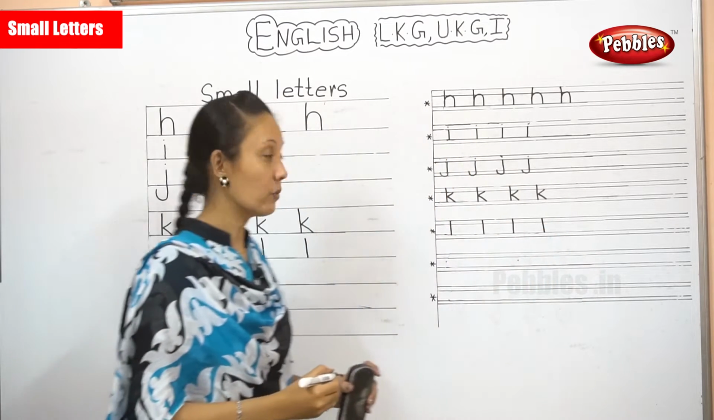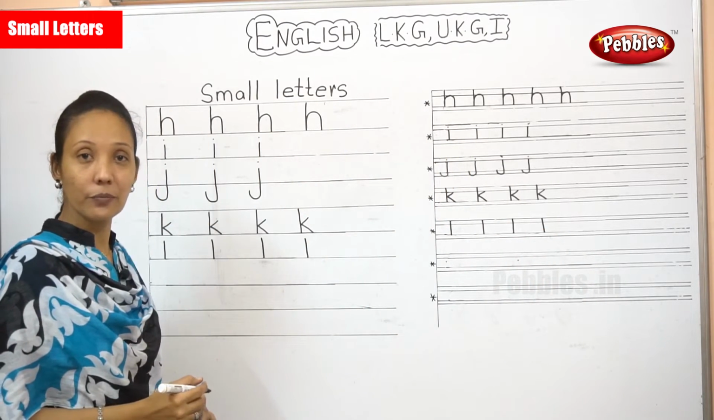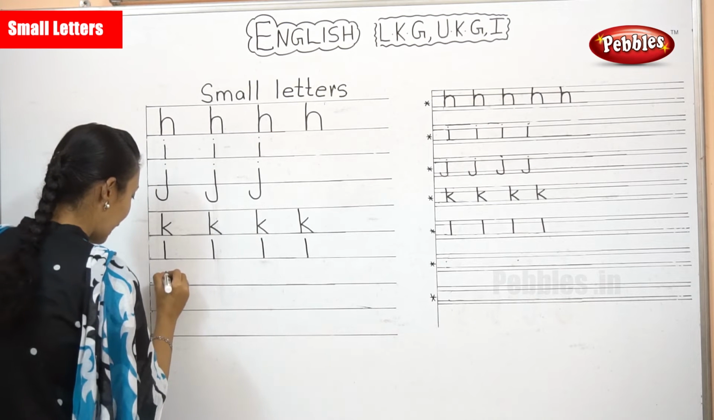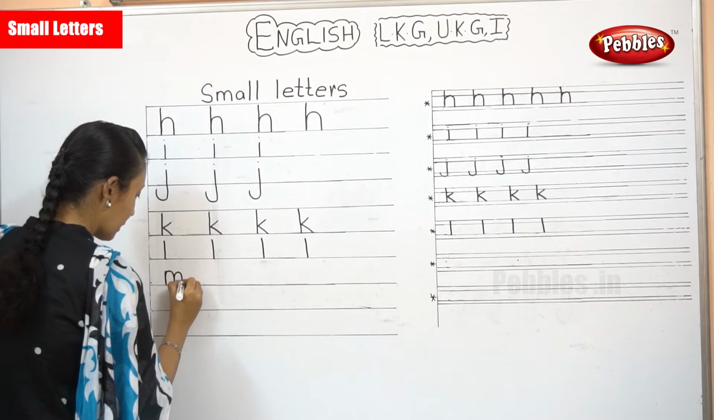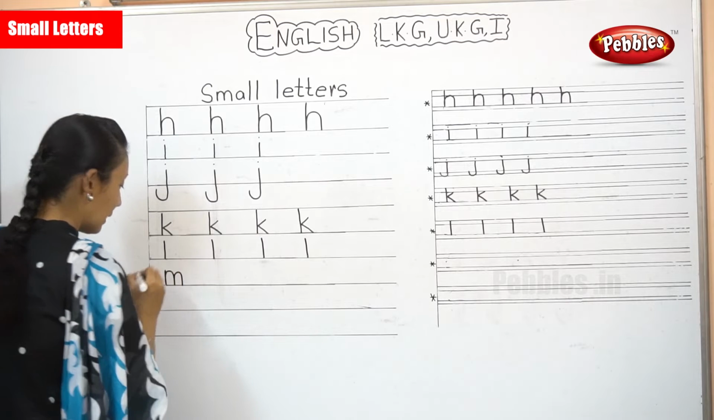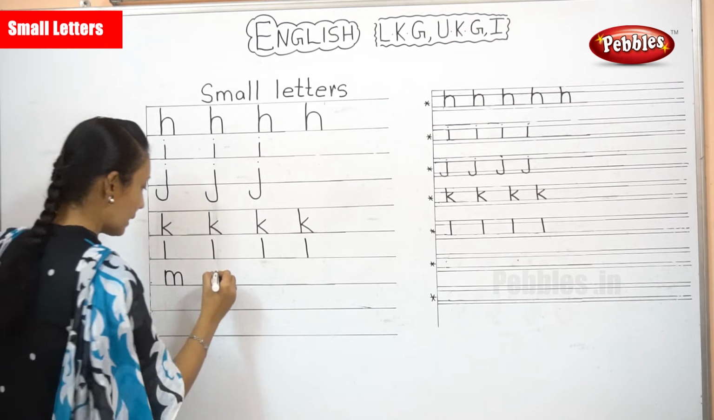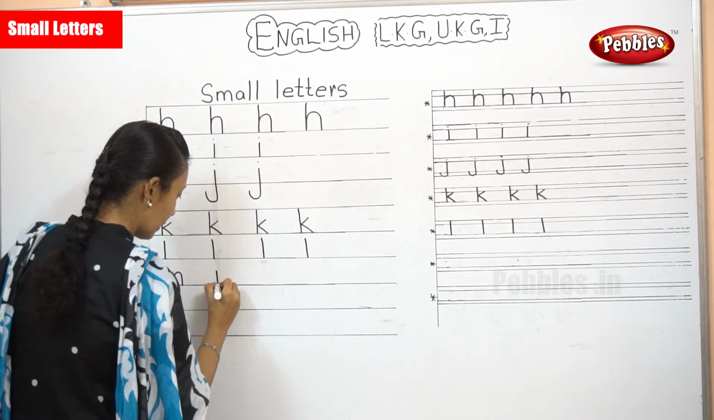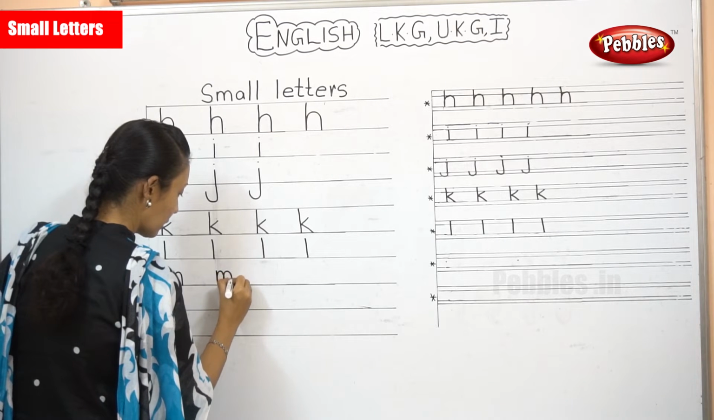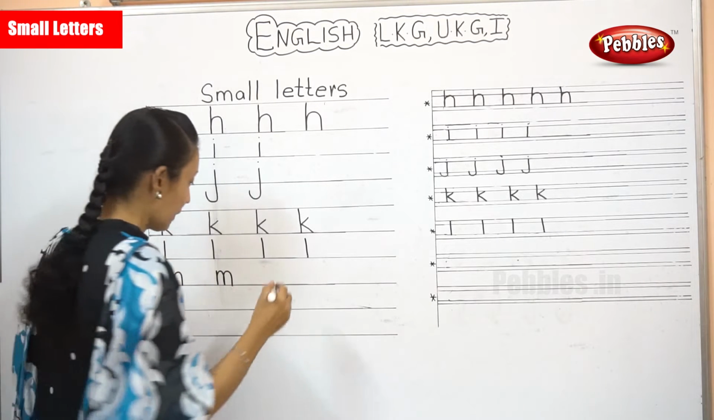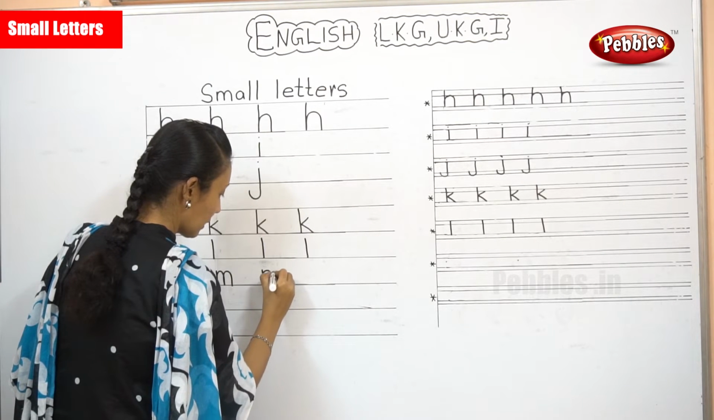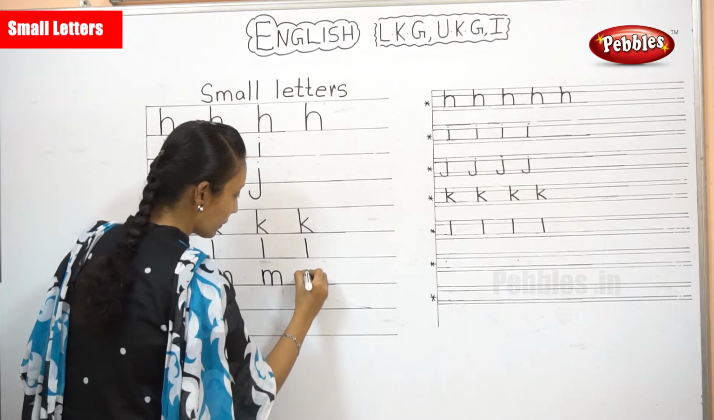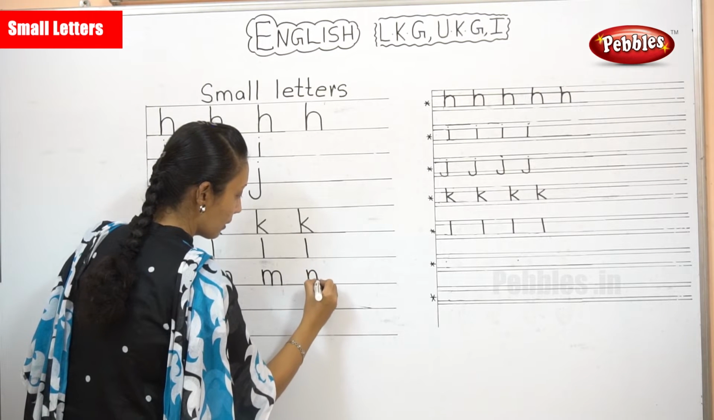After l, what is your next alphabet? Yes, you have m. You will start standing line, curve, and a curve. Okay, m. Again standing line, curve, down curve, m. Again standing line, a down curve, again a curve, m. This is called small m.